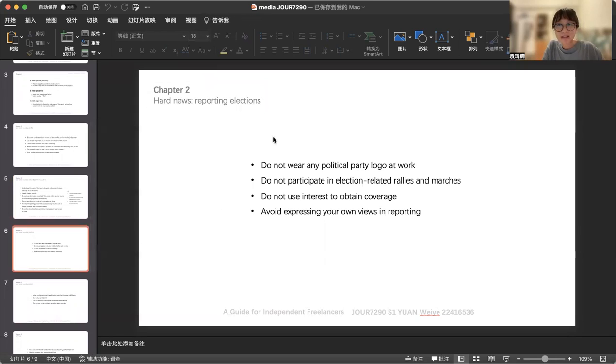The third one is reporting elections. Please do not wear any political party logo at work. That one and the second one are about neutrality. The third one is do not use personal connections to obtain coverage. For example, if your family or friends are working for the election and you use the relationship to gain coverage, you don't know if it's real or not, and you're just being used. The last one is about neutrality, always.